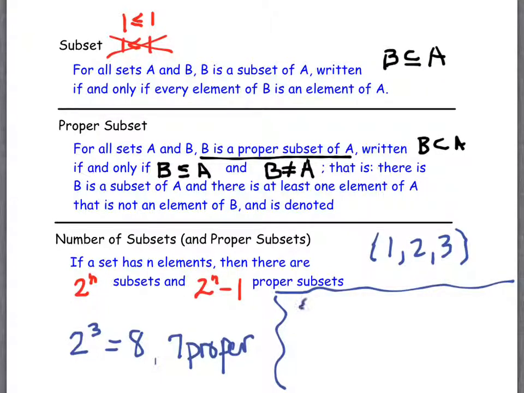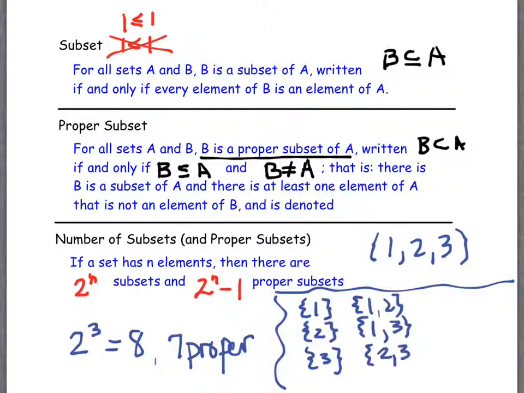I could have the subset of just the number 1, or just the number 2, or just the number 3. Those are subsets of the original set. Everything in them is in the original set. What else could I do? 1 and 2, or 1 and 3, or 2 and 3. So I could put 2 of them and pair them up. What else could I do? Because I seem to be missing a couple. I don't have 8 yet.